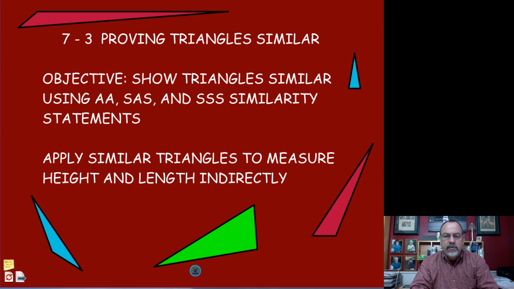So I'm going to do two examples where we use similar triangles, and I want you to pay very close attention to the second example, because there's something, a mathematical reminder, that you need to be aware of when you go to do problems like that. So let's take a look at these two problems.